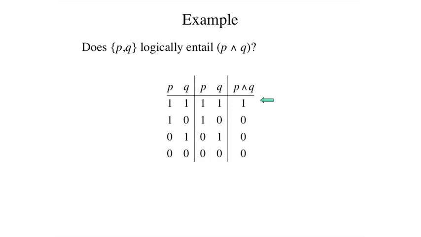Finally, let's look at the problem of determining whether a set of premises consisting of the sentence P as well as the sentence Q logically entails the sentence P and Q. Here we set up our table as before, but this time we have two premises to satisfy. Only one truth assignment satisfies both premises, and this truth assignment also satisfies the conclusion. Hence, in this case, logical entailment does hold.